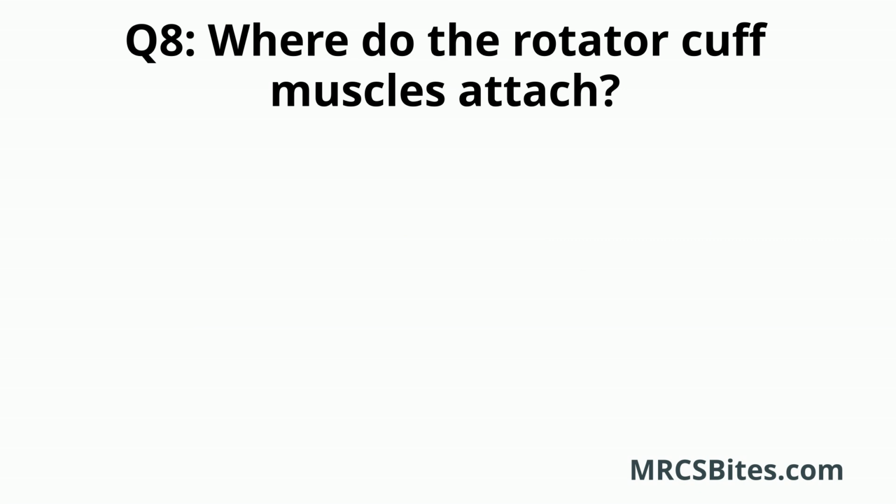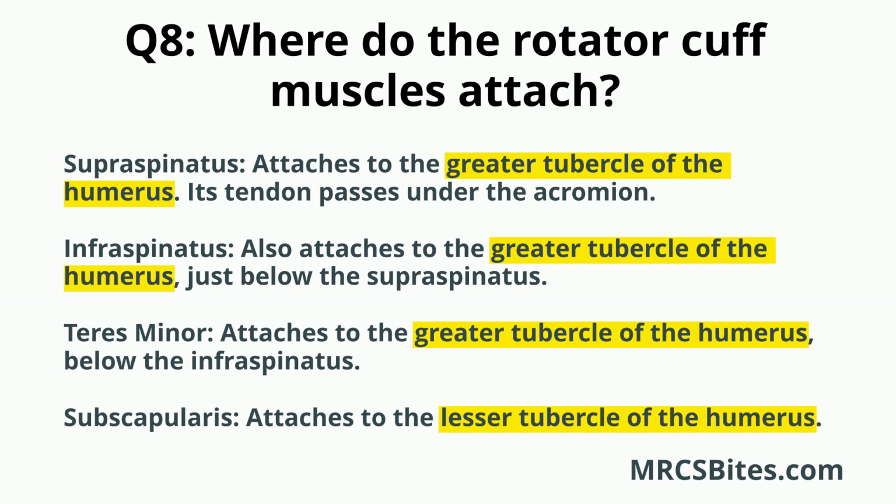Question 8. Where do the rotator cuff muscles attach? The rotator cuff muscles attach at specific locations on the humerus and the scapula. Supraspinatus. Attaches to the greater tubercle of the humerus. Its tendon passes under the acromion. Infraspinatus. Also attaches to the greater tubercle of the humerus, just below the supraspinatus. Teres minor. Attaches to the greater tubercle of the humerus, below the infraspinatus. Subscapularis. Attaches to the lesser tubercle of the humerus.